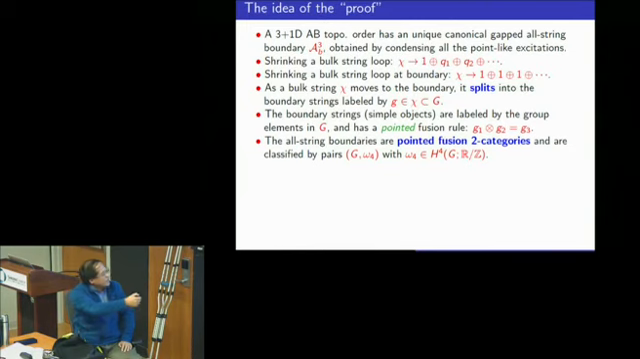And then there's a mathematical result that says a pointed fusion 2-category can also be labeled by the group and the fourth cocycle. So there's a mathematical result. And so this is related to the so-called this.